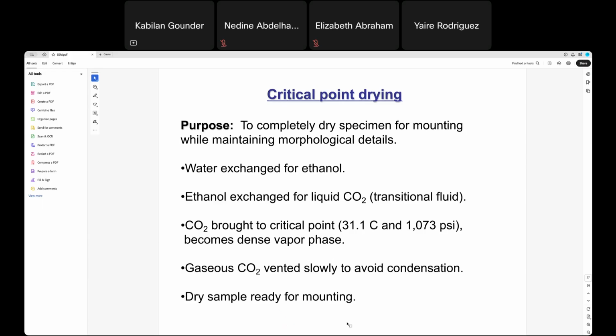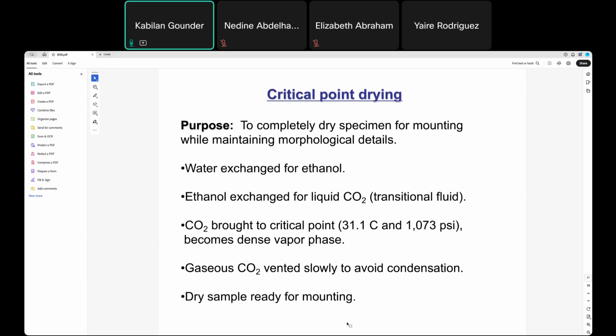So as we know, the fixation is something we have described several times, with glutaraldehyde or osmium tetroxide. You can fix the sample, and then you can dehydrate the sample with either ethanol or methanol, from lower concentration to high concentration, like 25%, 50%, 75%, and 100%.